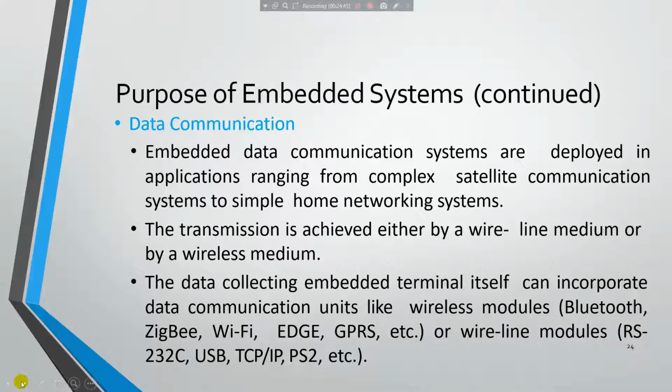If you speak about a wireless medium, there are a lot of modules available in the market, called Bluetooth, Zigbee, Wi-Fi, GPRS, and so on. When it comes to wireline modules, you can talk about RS-232 serial communication, USB communication, which is also serial communication. You can have TCP/IP protocols, PS2, etc.